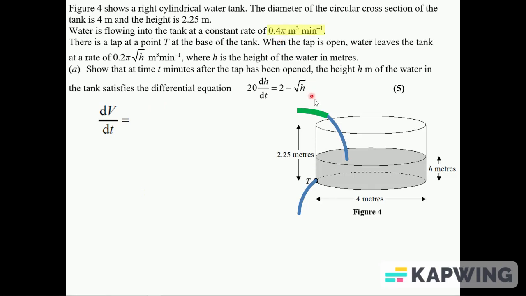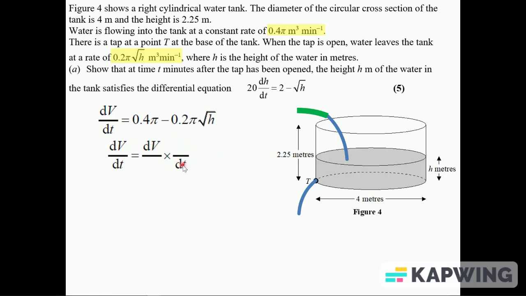The 0.4 pi is the water going in, so that's a positive contribution to dV over dt. It's increasing the volume, so that's plus. This one, though, the water's going out, so that's going to decrease the volume. So it's a negative contribution to the rate of change of the volume. So that's what dV over dt is in terms of h. This is constant, but this bit depends on the square root of h. And we're going to get into this form, but we've got dh over dt rather than dV over dt.